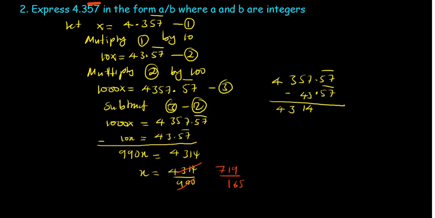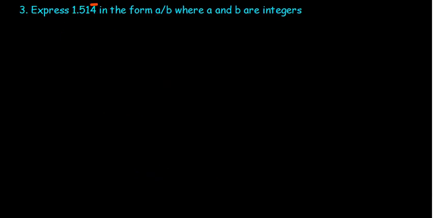Then we've expressed it. Let's consider this one. Express 1.514 in the form a over b. Now here it is 4 that is only repeating. The rest are not repeating. Again, we say let x be equal to 1.514. So 4 is repeating. I need to make sure that I take the decimal point in front of the repeat number. That is in front of 4. So I need to move the decimal point only twice.